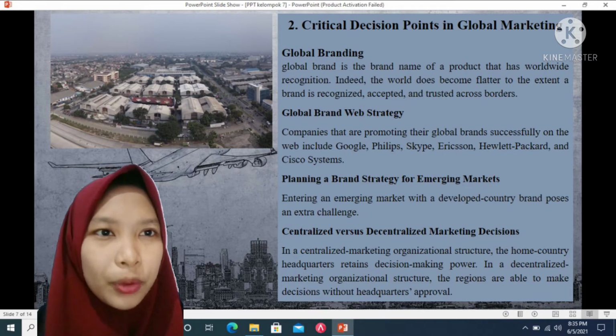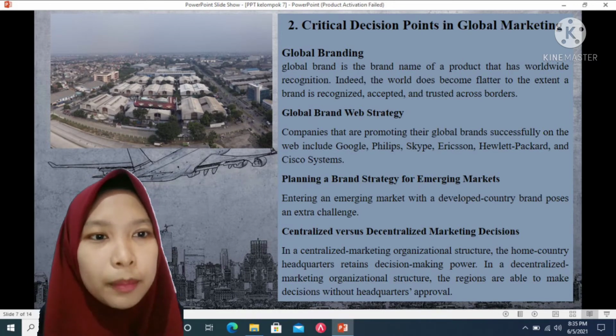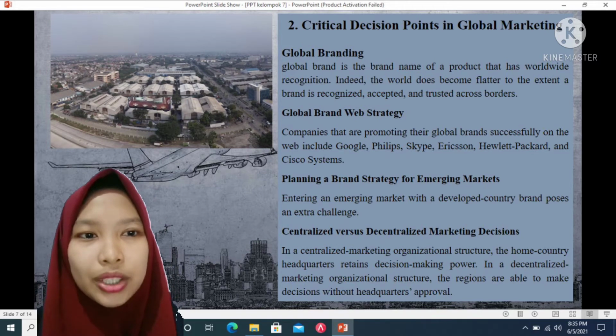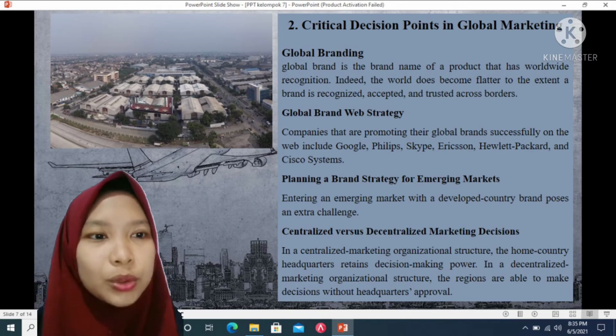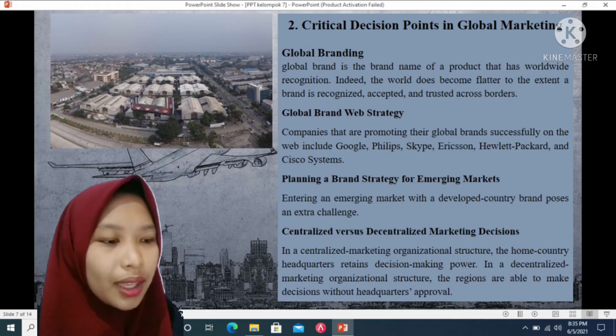Critical decision points in global marketing. Global branding. A global brand is the brand name of a product that has worldwide recognition. Indeed, the word becomes global to the extent a brand is recognized, accepted, and trusted across borders.